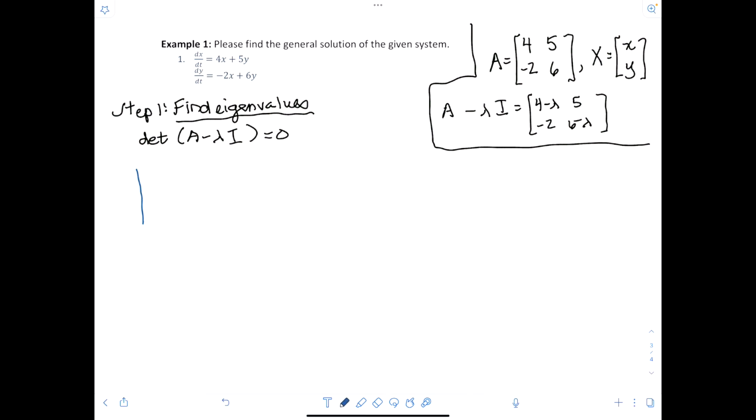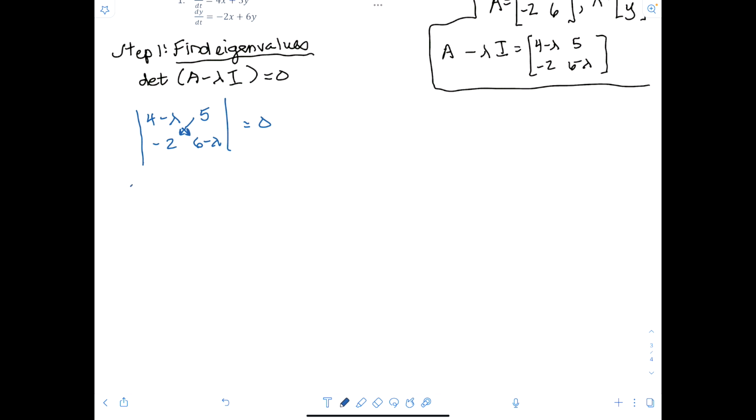All right, so let's do it. Our determinant will look like this. It's a 2 by 2, so we just cross multiply. We multiply the main diagonal and then subtract the other diagonal product. And so we'll get 4 minus lambda times 6 minus lambda, and then minus a negative 10 is plus 10. Continuing, we'll have 24 minus 6 lambda minus 4 lambda is minus 10 lambda, and then plus lambda squared plus 10 is equal to 0.